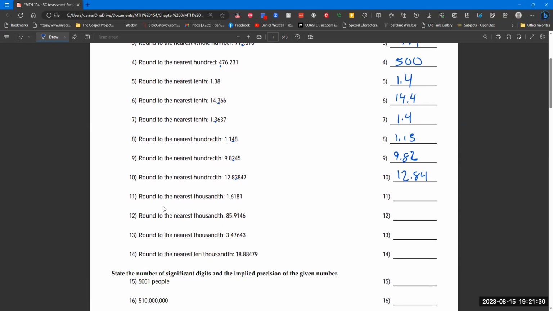Round to the nearest thousandth. So the 8 is in the thousandth spot now. That 1 is going to make me round down, so that's 1 and 618 thousandths.